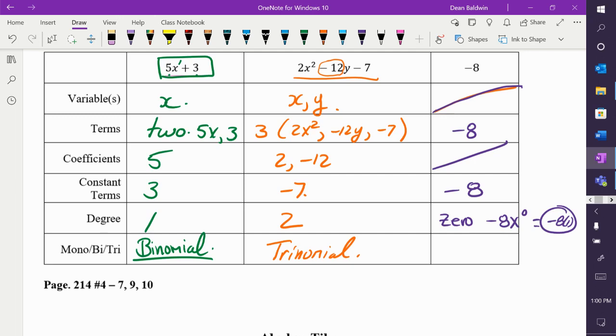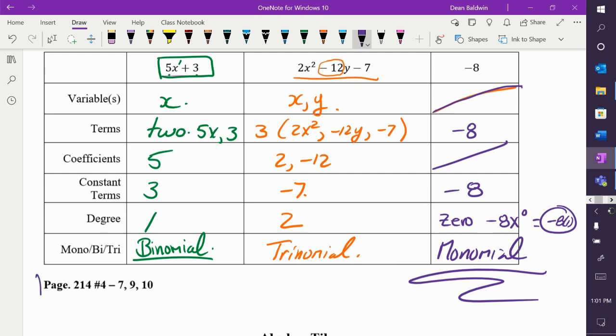All right. Monomial, binomial, or trinomial? Monomial. Okay. All right. Coefficient, number in front of the variable. Degree, highest exponent. Variable is just the letter. Can't have negative exponents or fractional exponents to be a polynomial. All right.